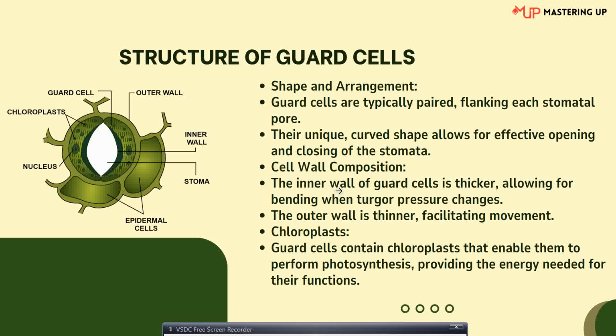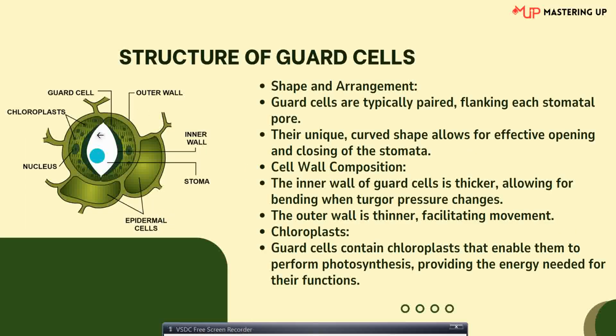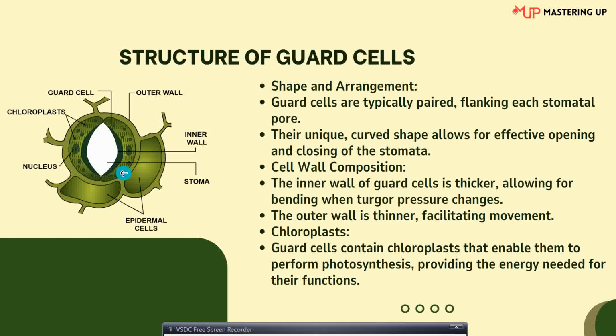Now the cell wall composition: the inner wall of the guard cell is thicker. Here you can see the inner wall is thick compared to the outer surface. It helps in allowing the bending when turgor pressure changes. When the turgor pressure changes, this thicker wall allows the bending of the guard cell. You saw in the previous slide how the guard cells bend to close and open the stomata, right? Mainly this thick inner wall helps in the closing and opening of stomata. The outer wall is thin, and this facilitates the movement. So the inner wall facilitates the bending and the outer wall facilitates the movement.